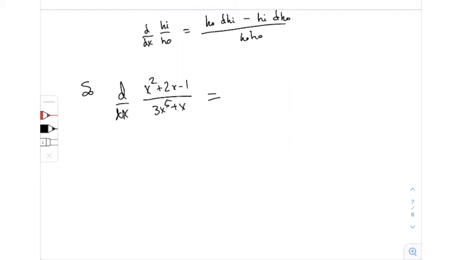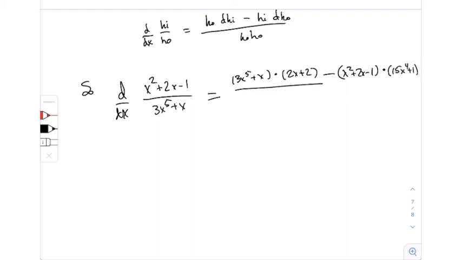Anyway, I do the quotient rule. I get the bottom, which is 3x to the fifth plus x, times the derivative of the top, which is 2x plus 2. This is my whole d high. And then I go minus the top, x squared plus 2x minus 1, times the derivative of the bottom, which is 15x to the 4 plus 1. All of this divided by the bottom squared, which is 3x to the 5 plus x squared. That's my answer.